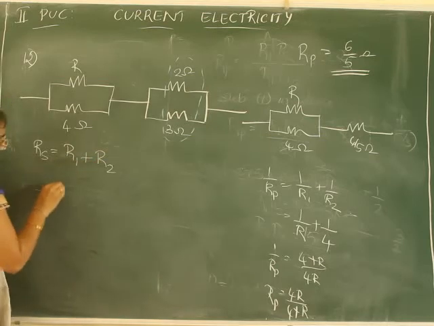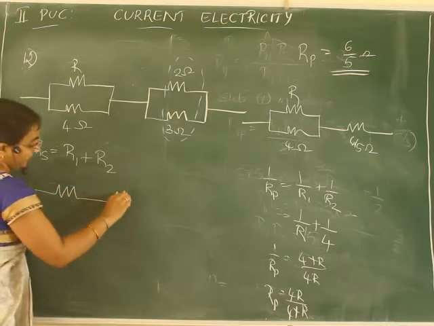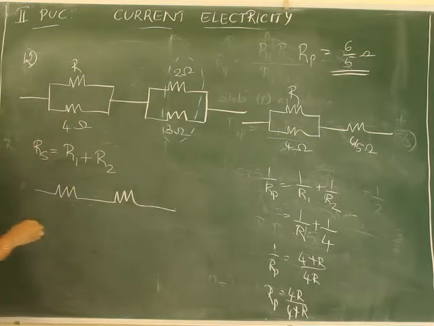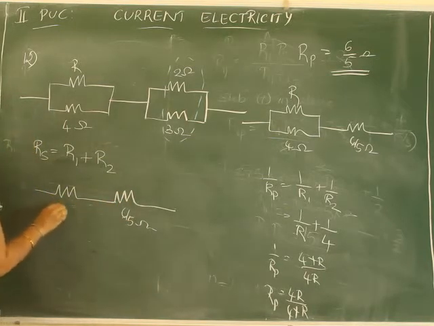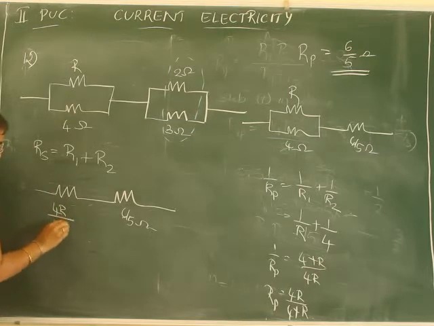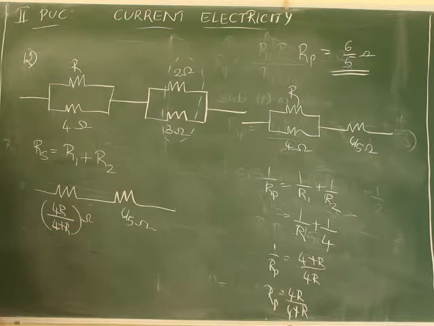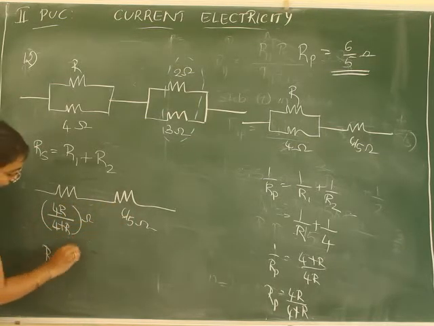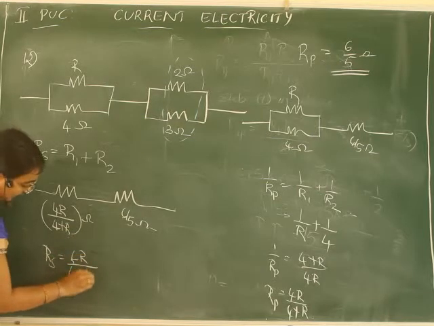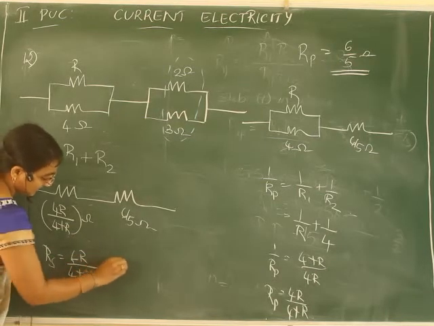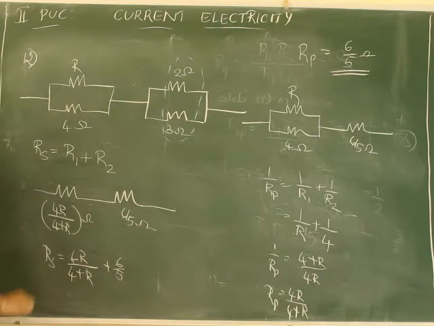What is the diagram now? Like this, correct? This is 6 by 5 ohm. This is 4R by 4 plus R ohm. Correct? This is R1, R2. So Rs is equal to 4R divided by 4 plus R plus 6 by 5. How to calculate further?